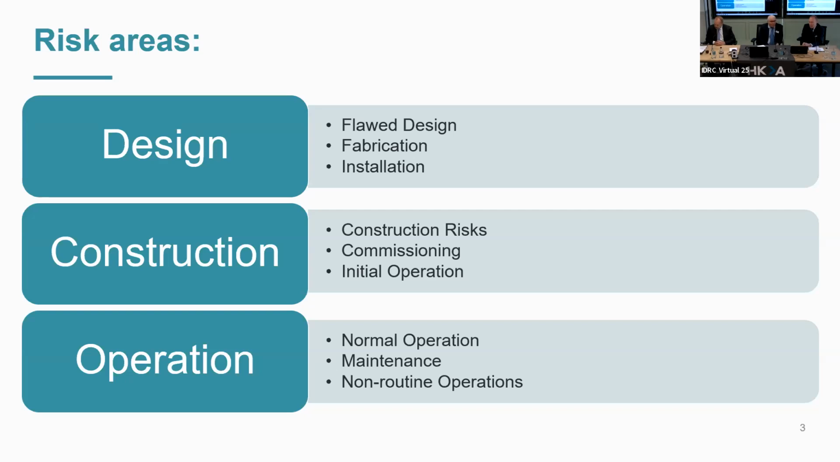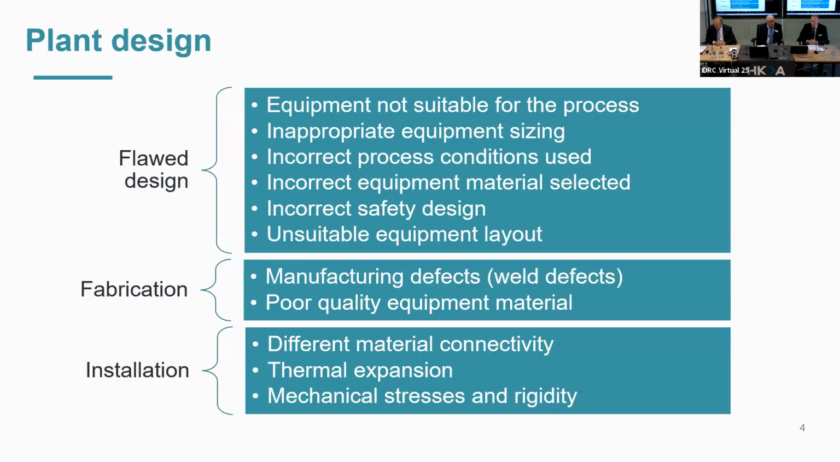There's also risks during operation of the plant, and I'm going to look at normal operation, risks during maintenance, and risks during non-routine operations. The plant design, sometimes you just get equipment that's not suitable for the process. You can have inappropriate equipment sizing. It could be designed for the wrong process conditions. Sometimes the wrong material selected, and sometimes simply you just get the wrong equipment from your suppliers. It could be as simple as a gasket that's wrong. So when that's installed, it could leak.